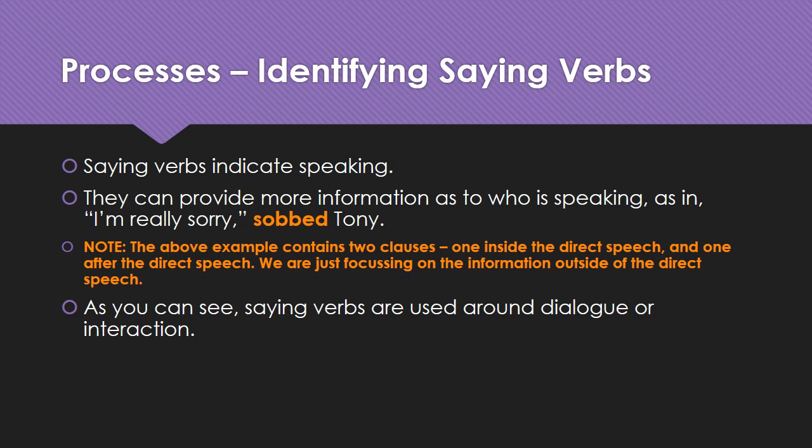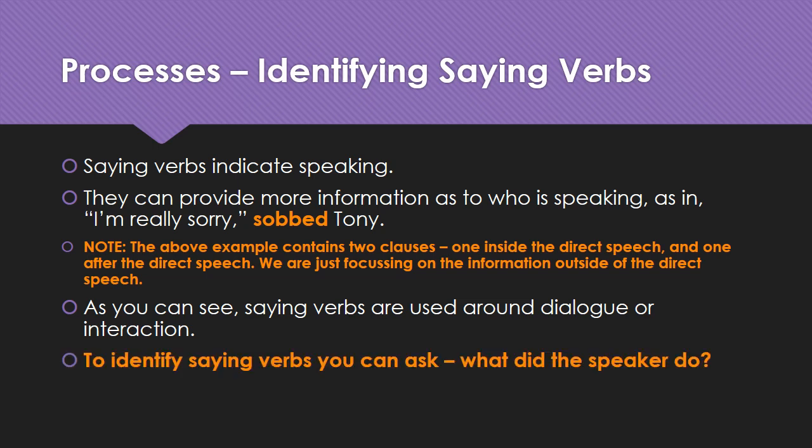As you can see, saying verbs are used around dialogue or when there is interaction. That makes them quite easy to identify. To find a saying process, all you need to do is identify the speaker and ask, what did the speaker do? So if we look back to our example, again about Tony, we know that it is Tony who is speaking, and we can ask, what did Tony do? He sobbed.